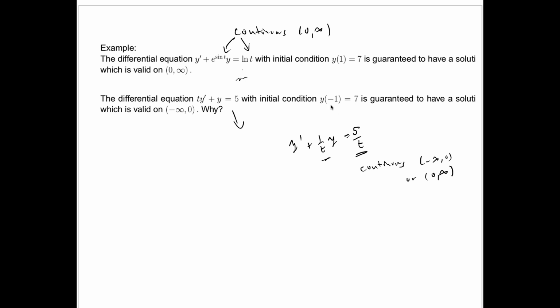Since our initial value is given at negative 1, we're really interested in finding a solution that's valid on this interval. And our existence and uniqueness theorem tells us that there has to be a unique solution to this differential equation with this initial condition that's valid on the entire interval, in this case minus infinity to 0.